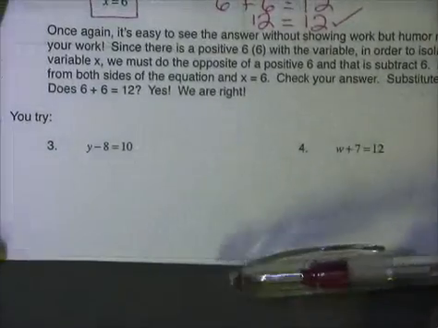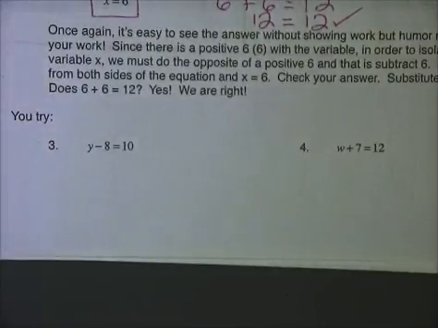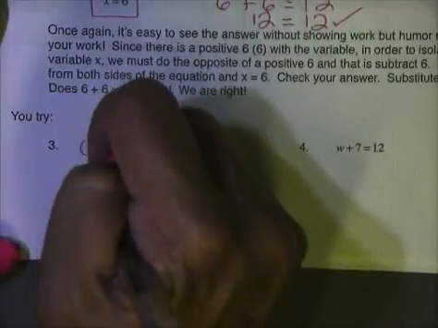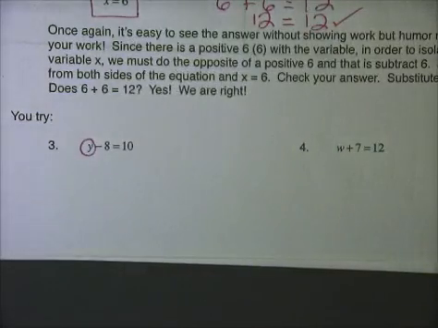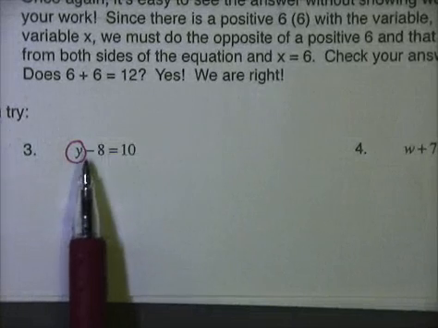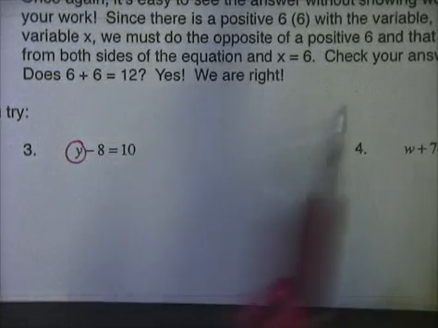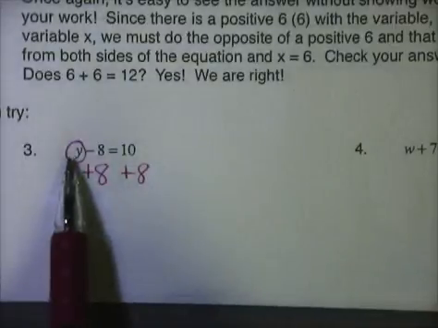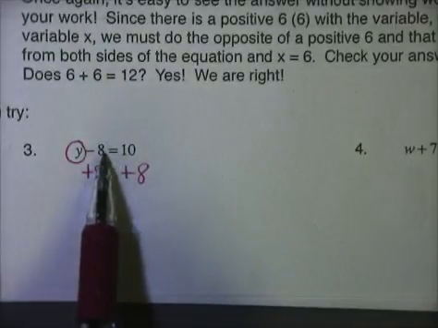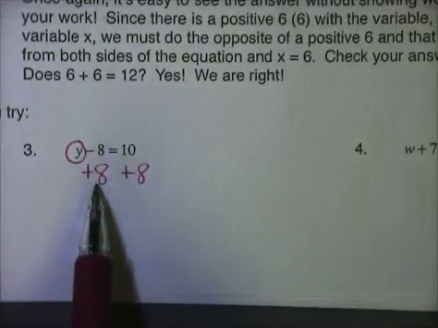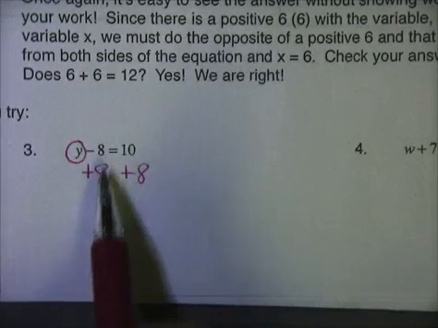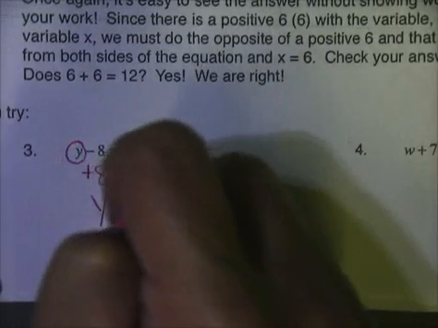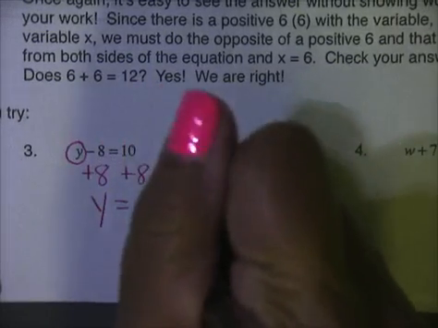Okay, so let's look down at the bottom where it says you try. Obviously if you were doing these on your own, you would try them on your own, but since you're doing them with me on this video, we'll work on them together. The first thing we want to do is isolate the variable. For some of us, it's really helpful if we always circle that variable. So we see that we have a negative 8 with that y. We want to add 8 because our goal is to get y by itself. So our goal is to make this number 0. To make negative 8 into 0, we add positive 8. So negative 8 plus 8 is 0. That leaves us with y, and 10 plus 8 is 18.